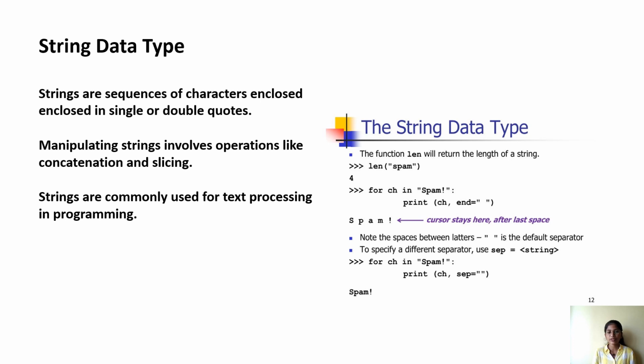This is the program for the string data type. First, the function len will return the length of a string, len(spam), where spam is given as the parameter. For ch in spam, we print ch, with end equal to double quotes. Spam is equal to, cursor stays here after the last space. Note the spaces between letters are the default separator. To specify a different separator, use sep equal to a string. For ch in spam, we print ch with sep equal to the separator, then it will print spam.